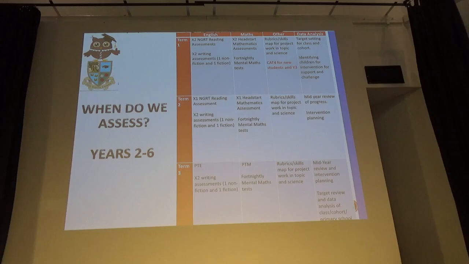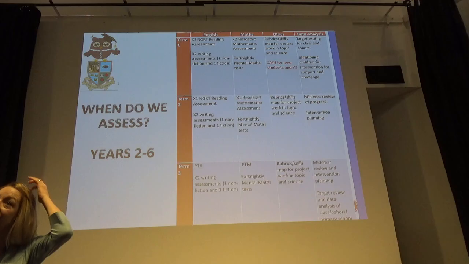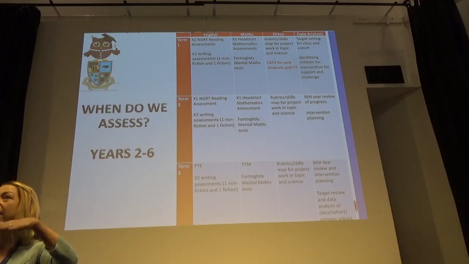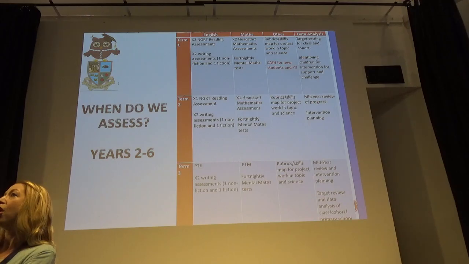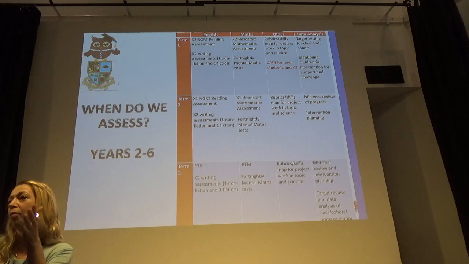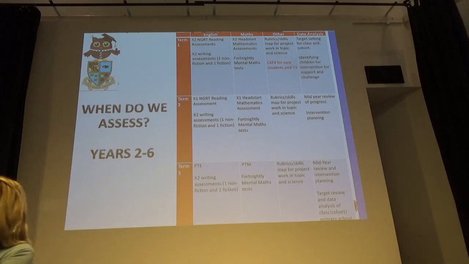We do other things like we do rubrics in science and topic, which is where we give statements of what's the next steps each time, so the children can self-assess their activities. And the CAT4 fits in there as well with year 3, and also new students from years 4 and above take CAT4 as well.